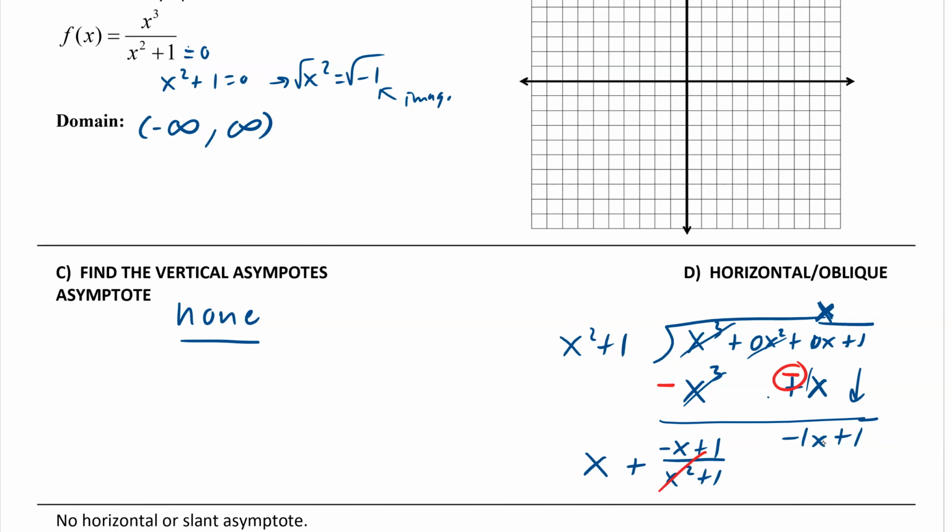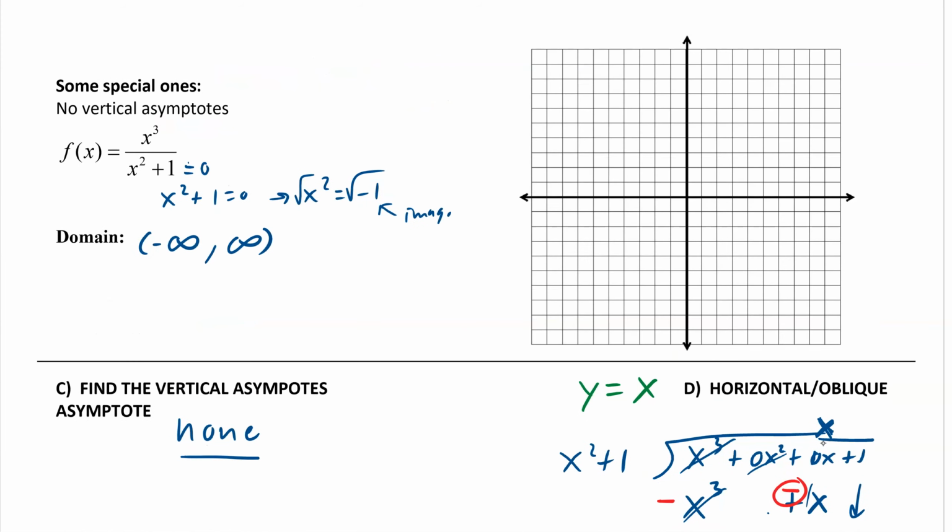Our bottom degree is bigger, so this one goes to 0. So what we end up with is y equals x. So that makes our slant asymptote y equals x. So now we can place that on here like that. I told you these are special. These are the cool ones.